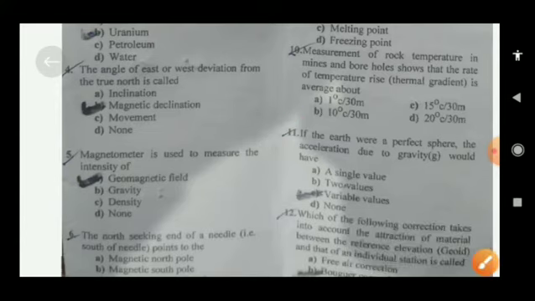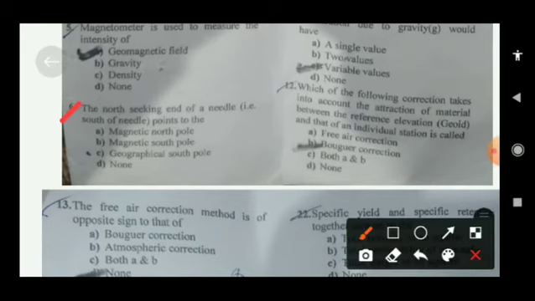Next question: The north seeking end of a needle, that is the south of the needle, points to... The right option is magnetic north pole. Next question: Which of the following corrections takes into account the attraction of material between the reference elevation and that of an individual station? The right option is Bouguer correction.